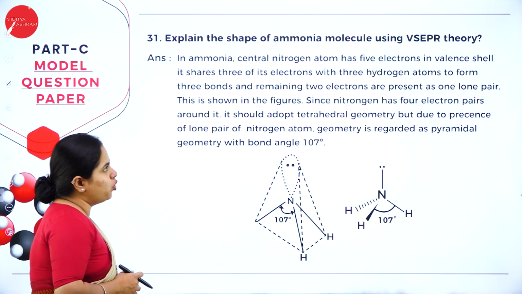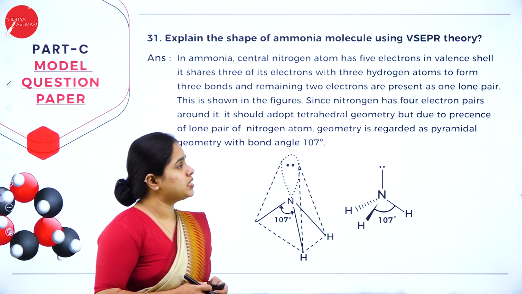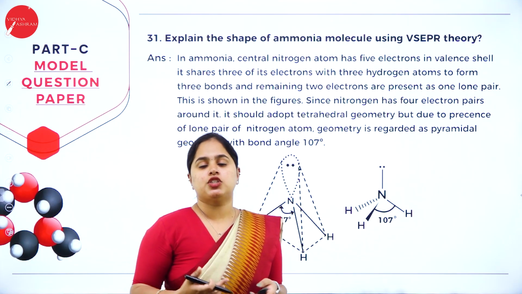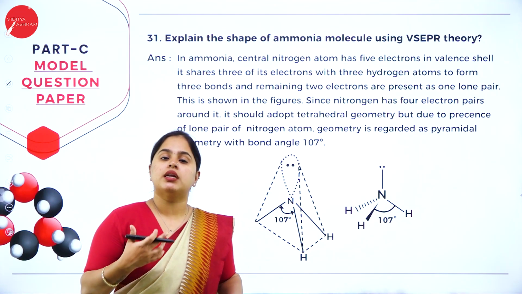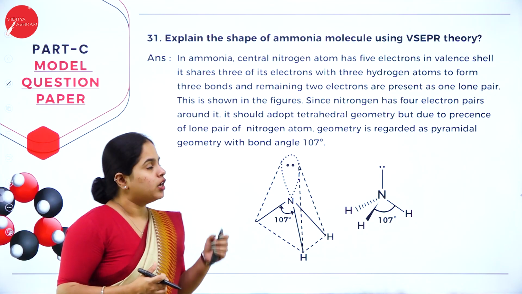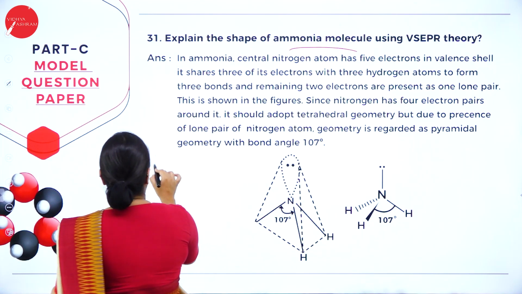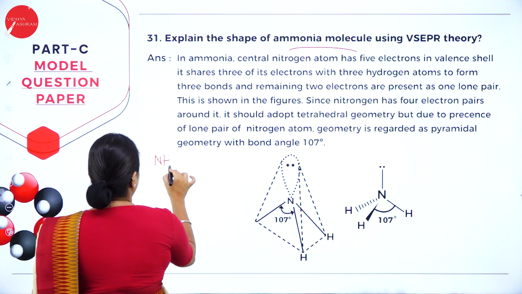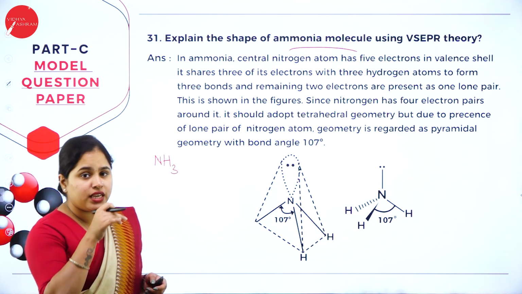Explain the shape of ammonia molecule using VSEPR theory. So what is VSEPR theory? Valence shell electron pair repulsion theory. Yes, so this theory is based on the repulsions which is happening between electron-electron pairs, right? So you have to explain the shape of ammonia. What is ammonia? NH3, right? So we are going to explain the shape of ammonia using VSEPR theory.